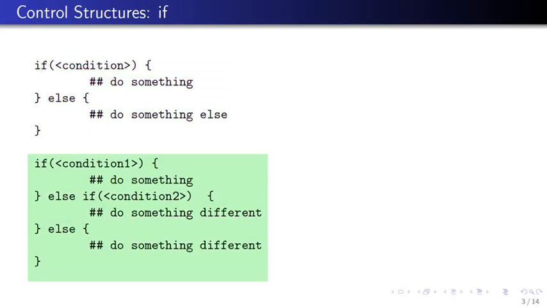If there's more than one possible type of condition you want to check, you can say if and then else if and then else. There can be any number of else if conditions in a construct like this, and the else one has to be at the end.